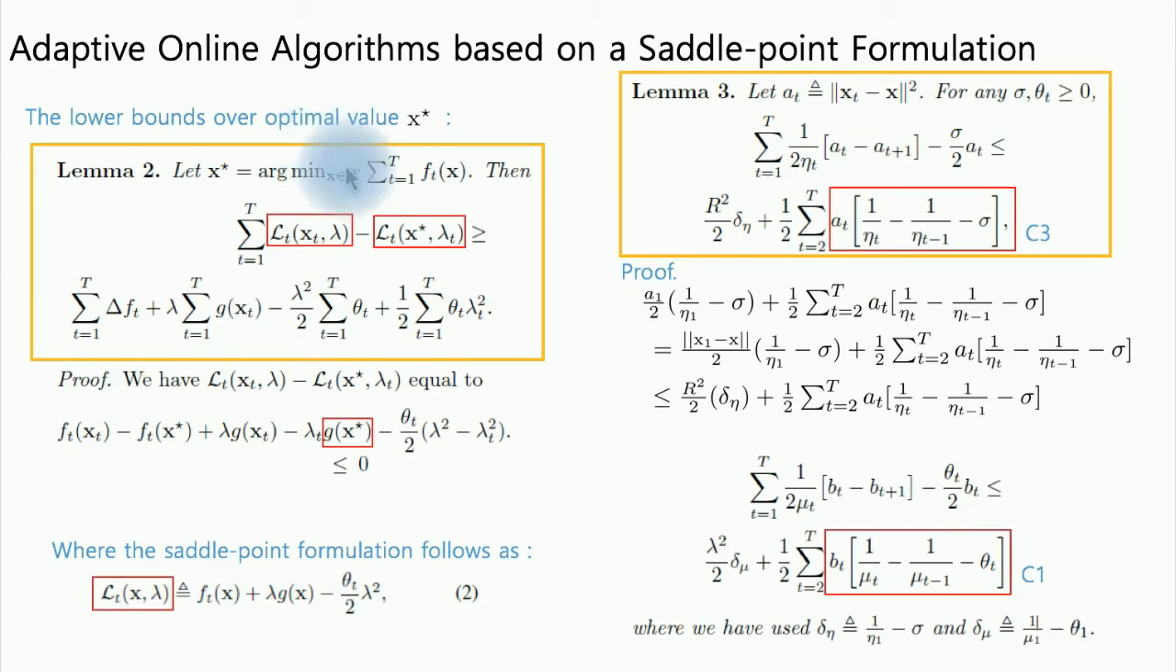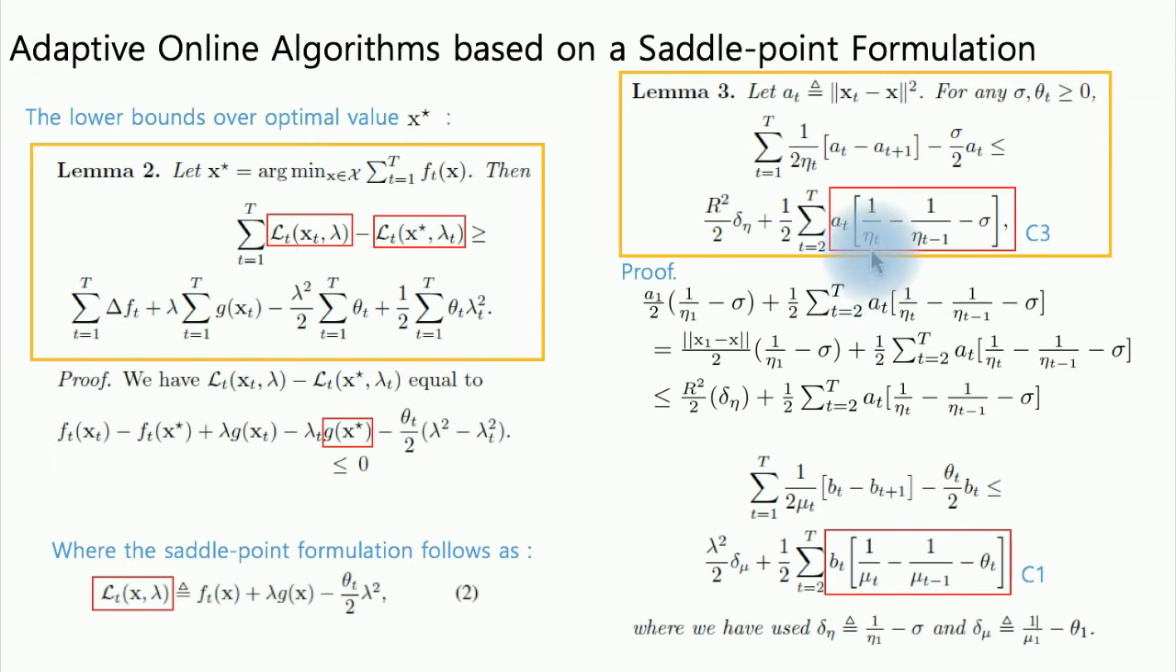We now turn to lower bounds of the variation of the loss Lt. Based on the saddle point formulation, we simply notice that if g of x star is less than or equal to 0, we obtain a lower bound by summing both sides over rounds like this. And lemma 3 deals with the upper bounds with respect to both differentials, summation of xt and lambda t.